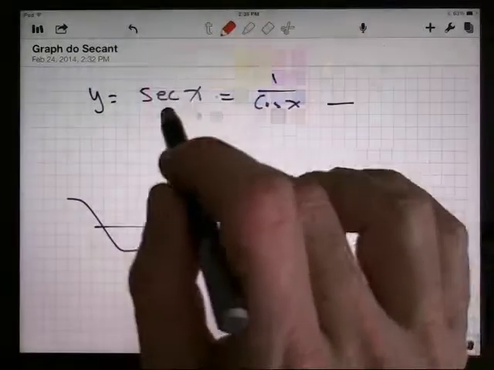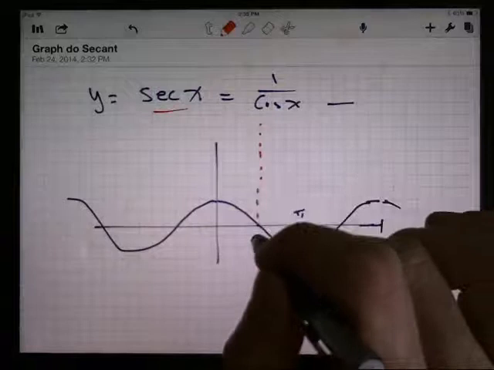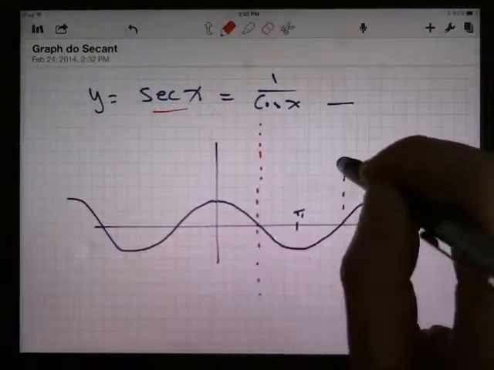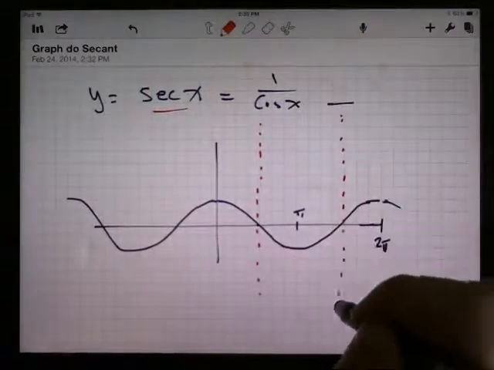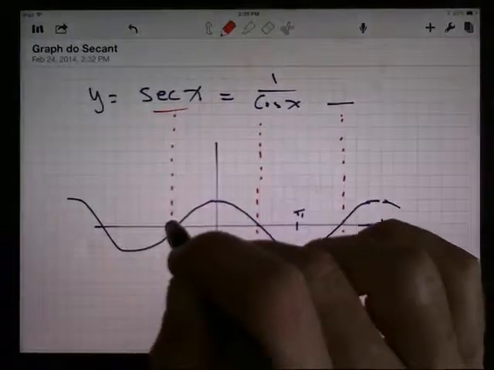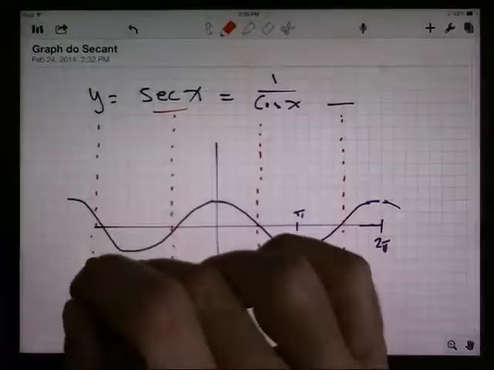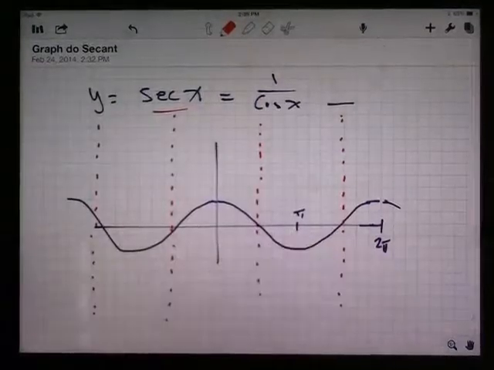So in red here, we'll do the secant. So there's going to be an asymptote right here. There's going to be an asymptote right here. Whenever the cosine is equal to 0, the secant will be undefined. And as the cosine goes close to 0, the secant is going to be headed up towards infinity or down to minus infinity.